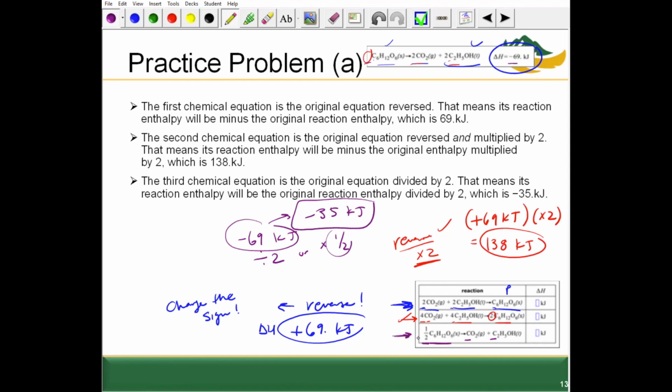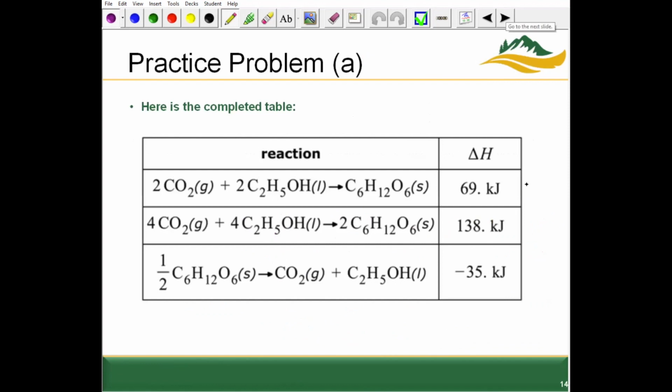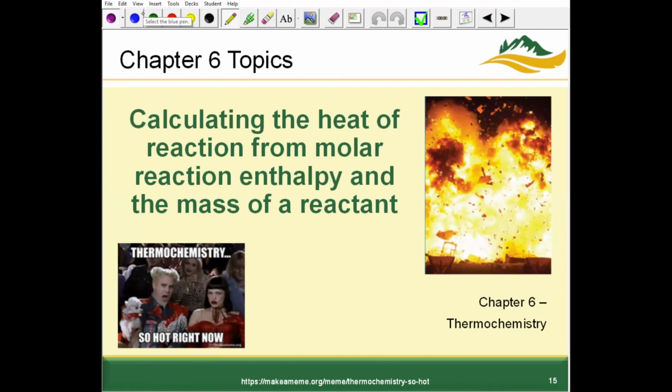Let's make sure that our answers check out. So yes, we changed the sign. Yes, for the second reaction, we reversed it and multiplied by 2. Here we just reversed it. Then in this one, we didn't reverse it, but we took these molar coefficients and divided by 2, or multiplied by 1/2. So that's how we deal with change in enthalpy values for reverse reactions and when these molar coefficients have been changed. Let's try this topic now.